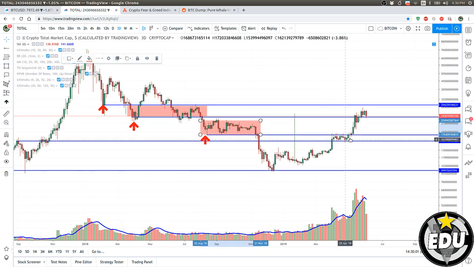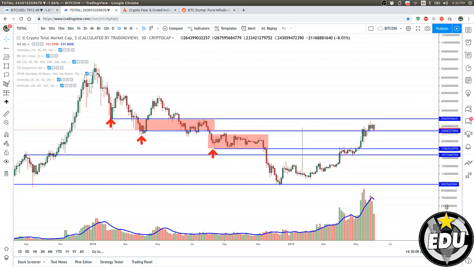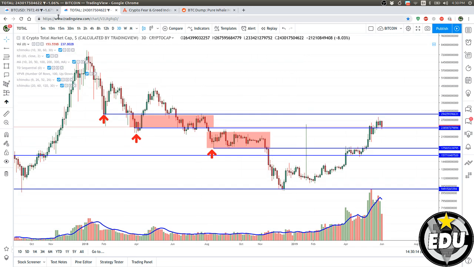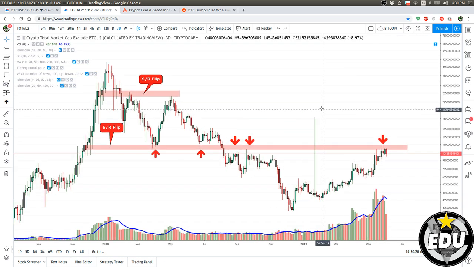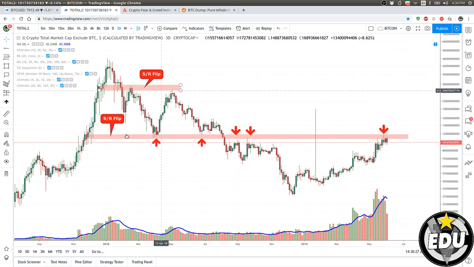Created some support. It didn't care about Bitcoin on the first one. We'll see if we can stay above this level. This is total market cap with Bitcoin. And then we have total market cap 2, which is altcoins, which accounts for Tether. So it doesn't give us a really clear picture because all the stablecoins are inside.